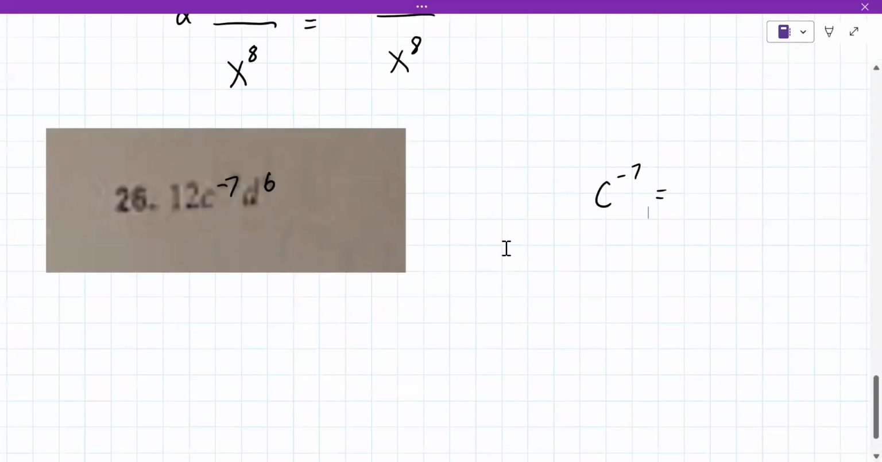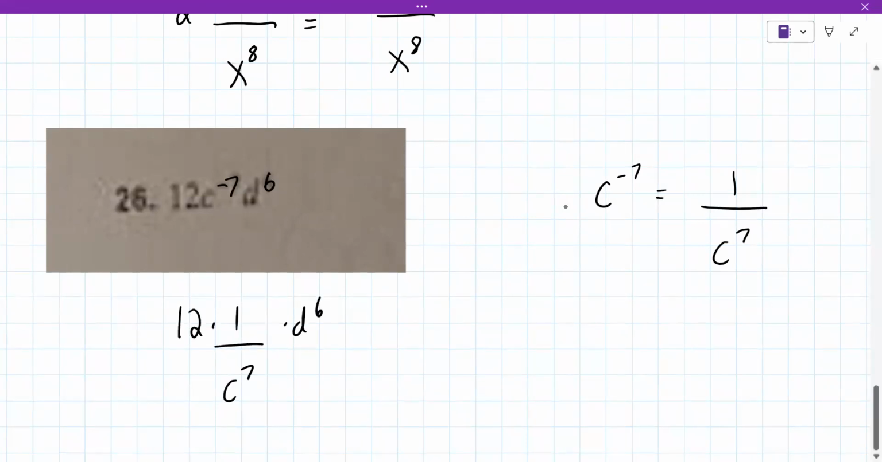So I'm not giving you anything different here. I'm just giving you c to the minus 7. So it's 1 over c to the 7th. Good. So this is 12 times 1 over c to the 7th times d to the 6th. So can you simplify this? 12 over c to the 7th times d to the 6th. Yes. Like this.